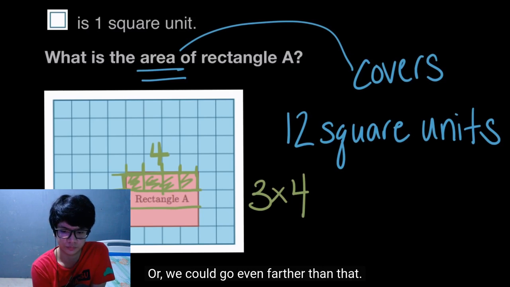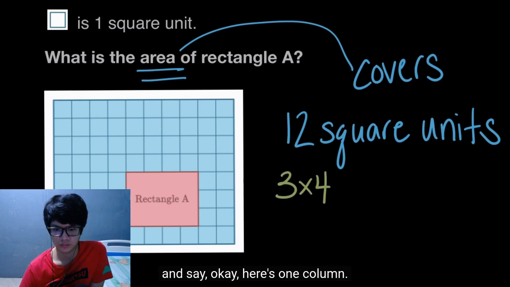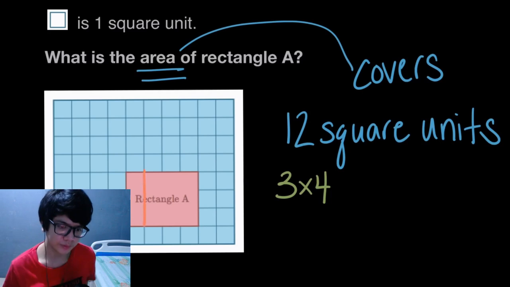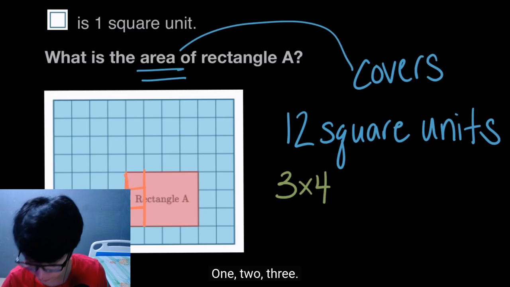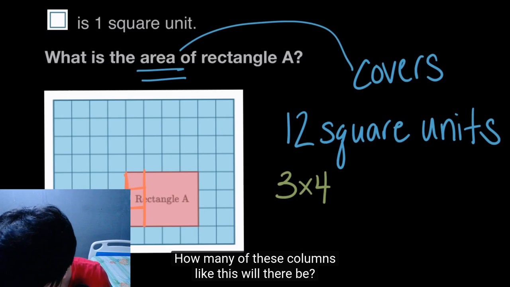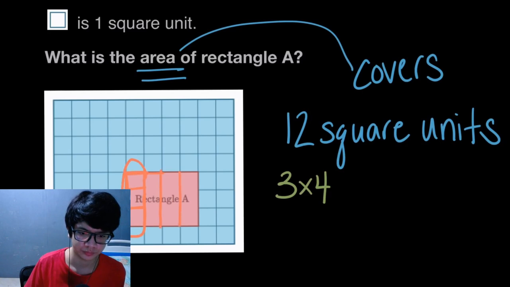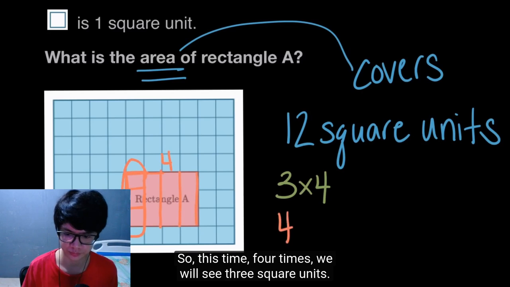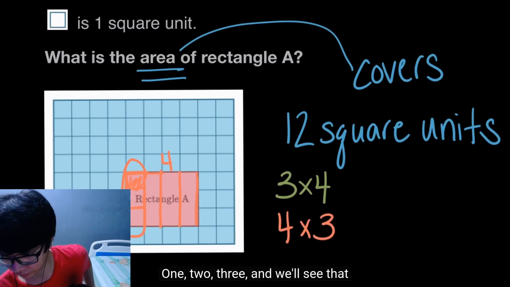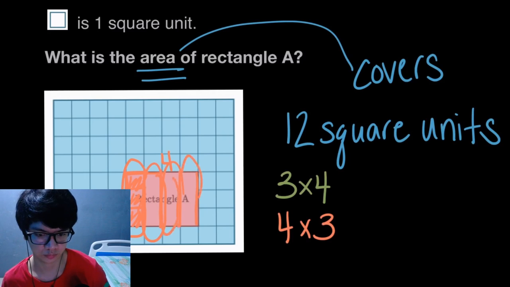Or we could go even farther than that. So we could have done 3 times 4, or we could look at this and say, okay, here's one column. This column has 3 square units. It has a length of 3. 1, 2, 3. How many of these columns like this will there be? There'll be 1, 2, 3, 4, because our length here up at the top is 4. So this time, 4 times, we will see 3 square units. 1, 2, 3, 4 times.